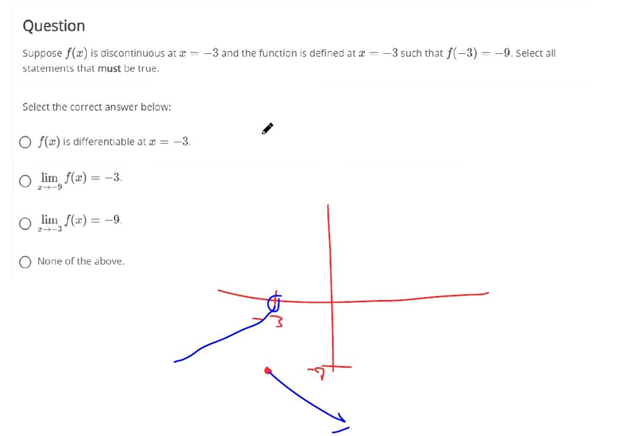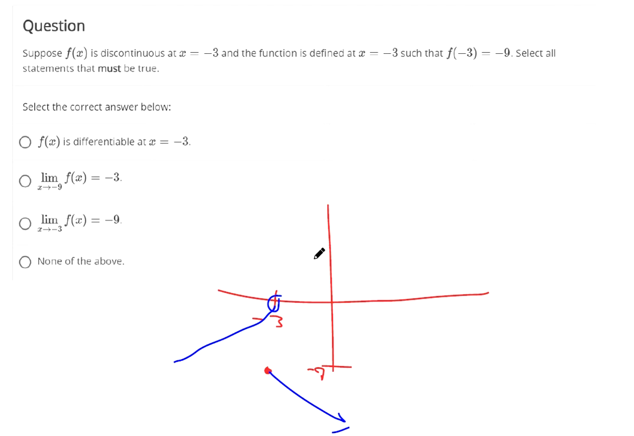So, select all statements that must be true. I mean, they say it's defined at -3. Oh, and they also say it's discontinuous at -3. Yeah, okay, so either way, that would be a discontinuity.